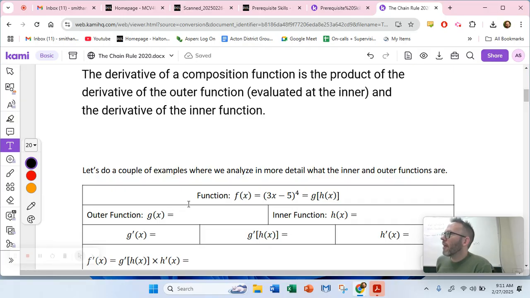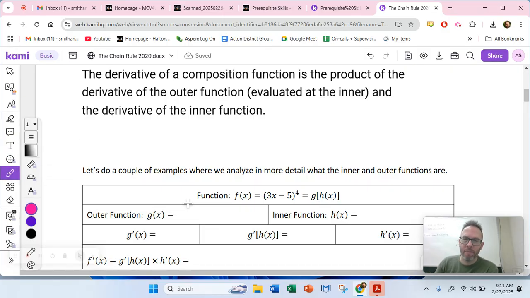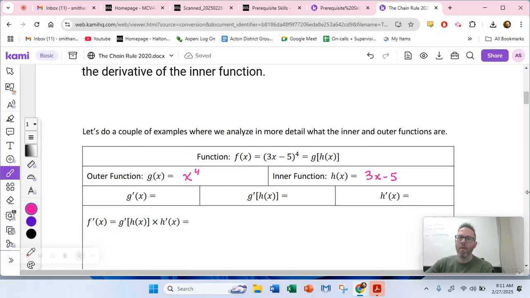Somebody who hasn't helped out yet today? Got the outer function, got the inner function for us? Tiza? X to the power 4 is the outer function. Yep. And inner is 3x minus 5. Perfect. Yep, we've just plugged 3x minus 5 into that power function, x to the power of 4. All right, there's g and there's h.